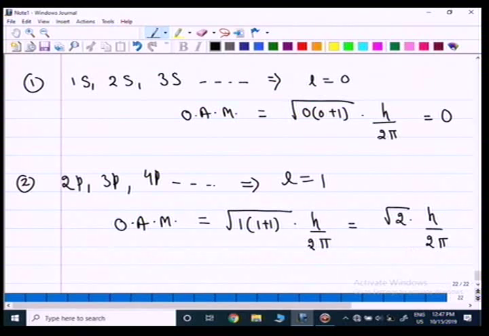Please copy this and do it for the d orbital as well and the f orbital as well. After that, I'll solve it for you. You have to just cross check.